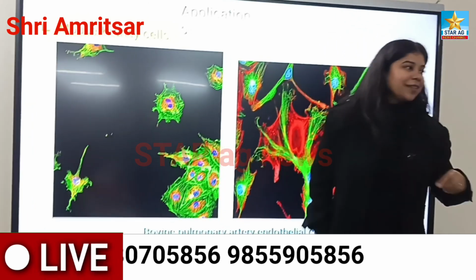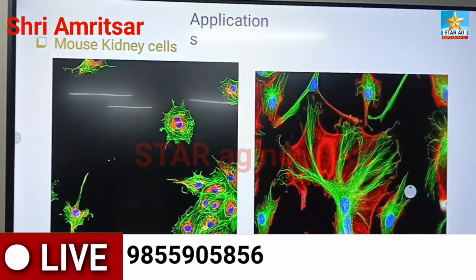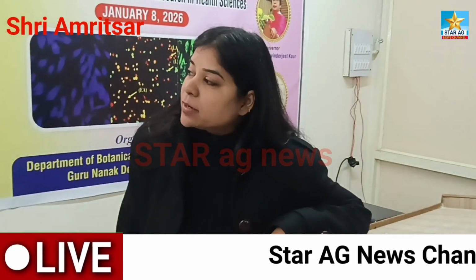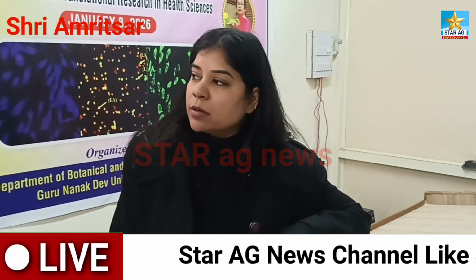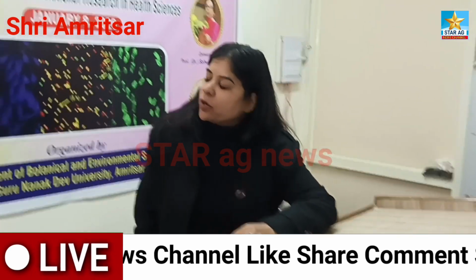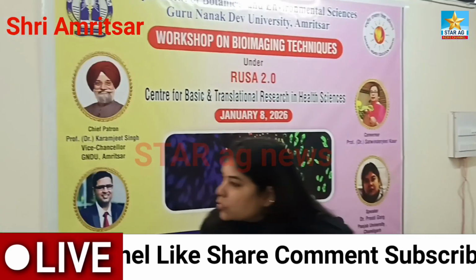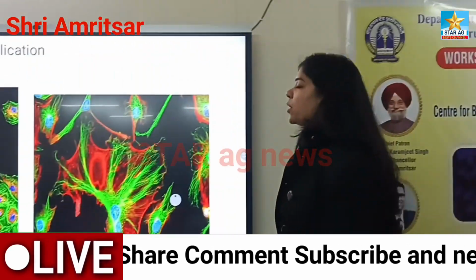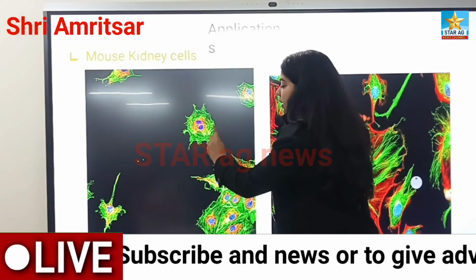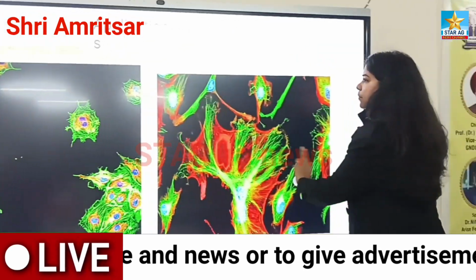These are the mouse kidney cells. In the picture, this is a picture of mouse kidney cells, which are stained with different dyes. One is DAPI, which falls in the blue region. Second is Phalloidin, which falls in the green region. And third is Rhodamine B, which falls in the red region. So you can see how clear and sharp these images are. So this is the kidney cell.